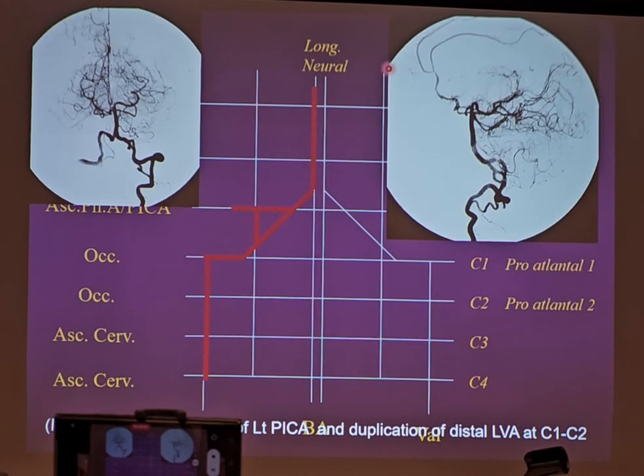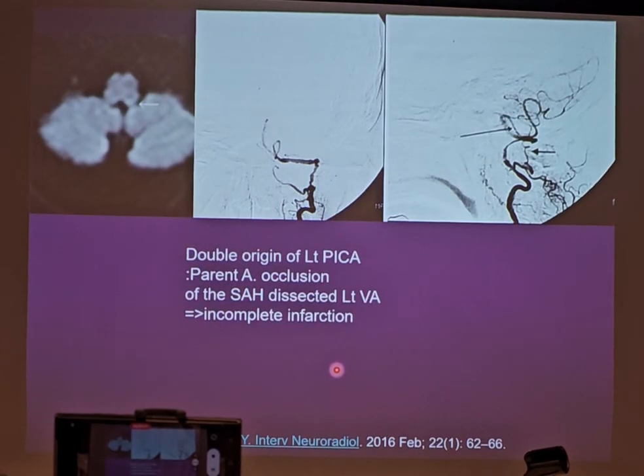And to explain this again, the double origin of PICA is just the persisting channel there. While the hole lower down, where you can see the duplication of the vertebral artery, is just the remnant of the channels as a flow persists, which is a variation.